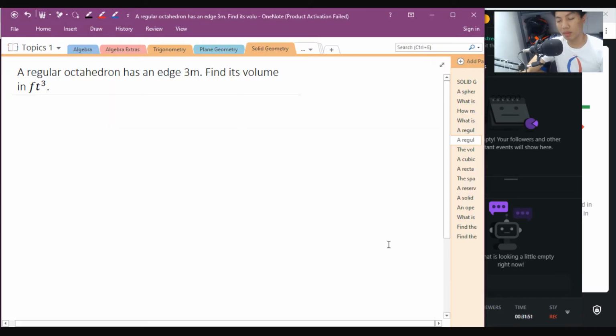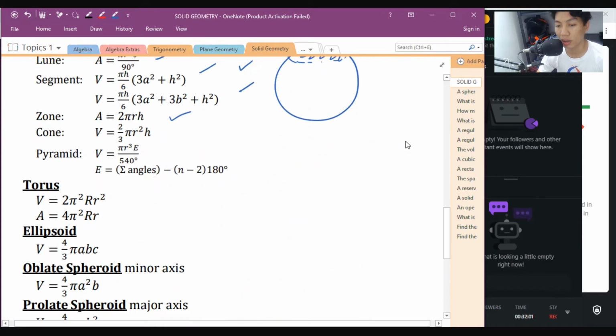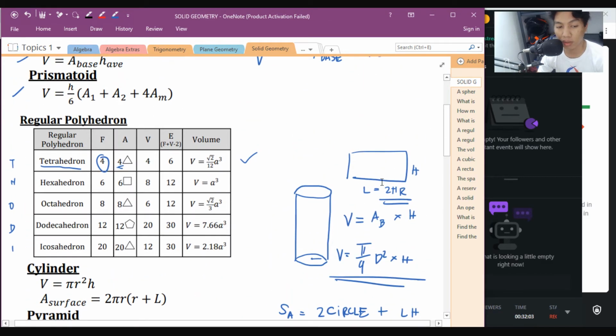So, next problem, a regular octahedron has an edge of 3 meters. Find its volume. Since alam naman na natin kung anong octahedron, balikan natin siya. Asaan dito sa table na ito yung octahedron? Ibig sabihin, ang hinahanap niya is yung volume na ito. Square root of 2 over 3 a cube. O di pwede na natin masolve.